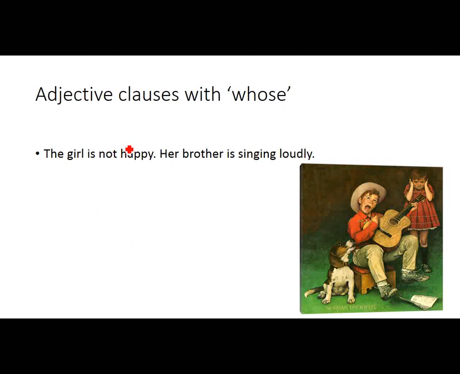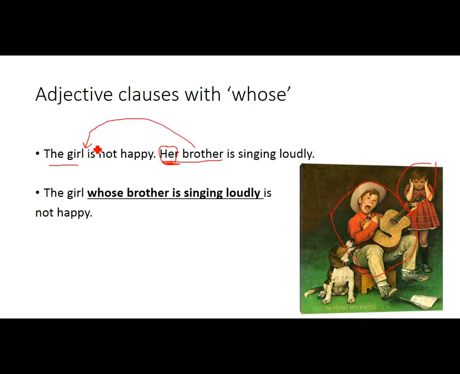Let's look at another example. With this picture, you can see the boy singing loudly. The girl does not like it. The girl is not happy. Her brother is singing loudly. Here we have the girl and her. So this will become the adjective clause with whose, and it's going to have to go next to the girl. The girl, whose brother is singing loudly, is not happy.